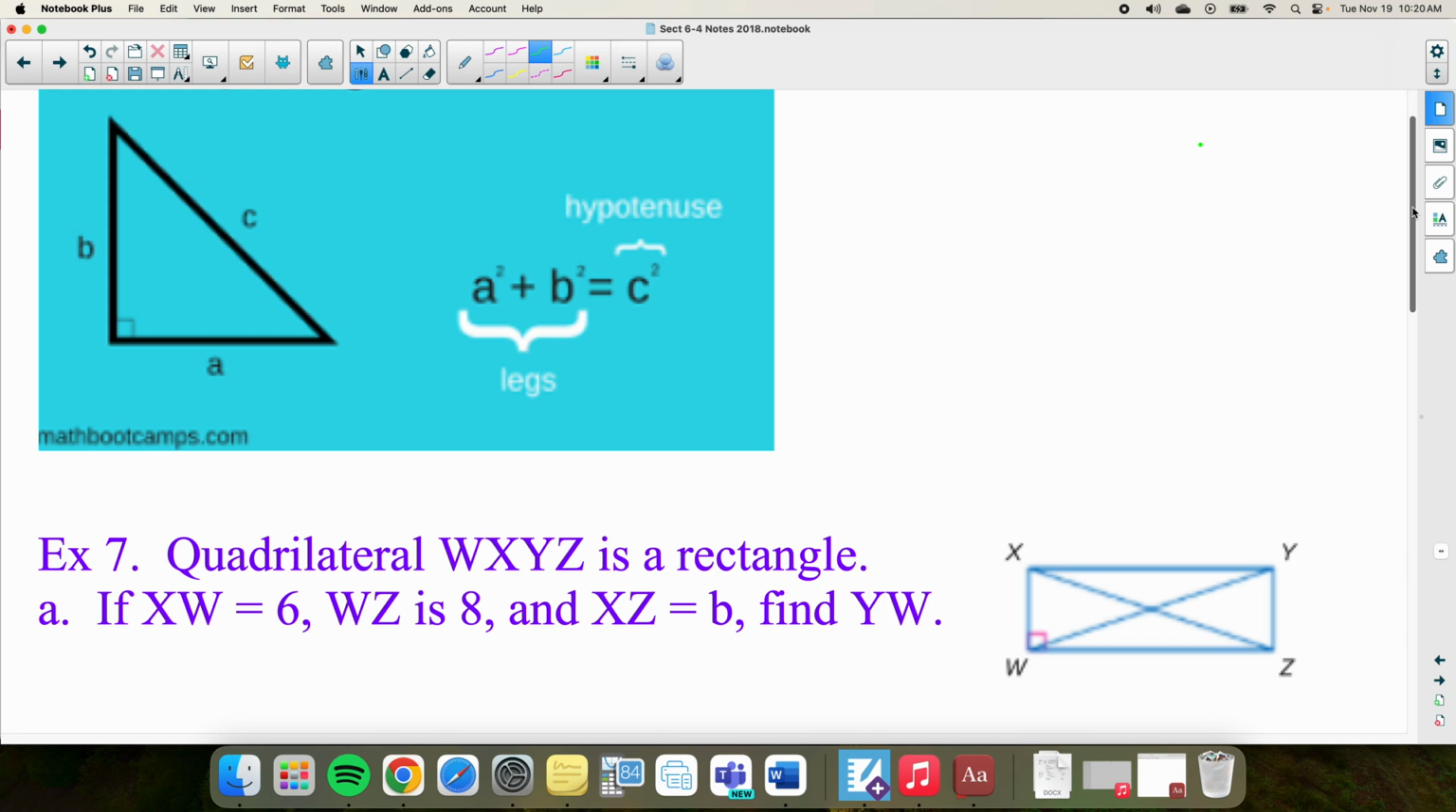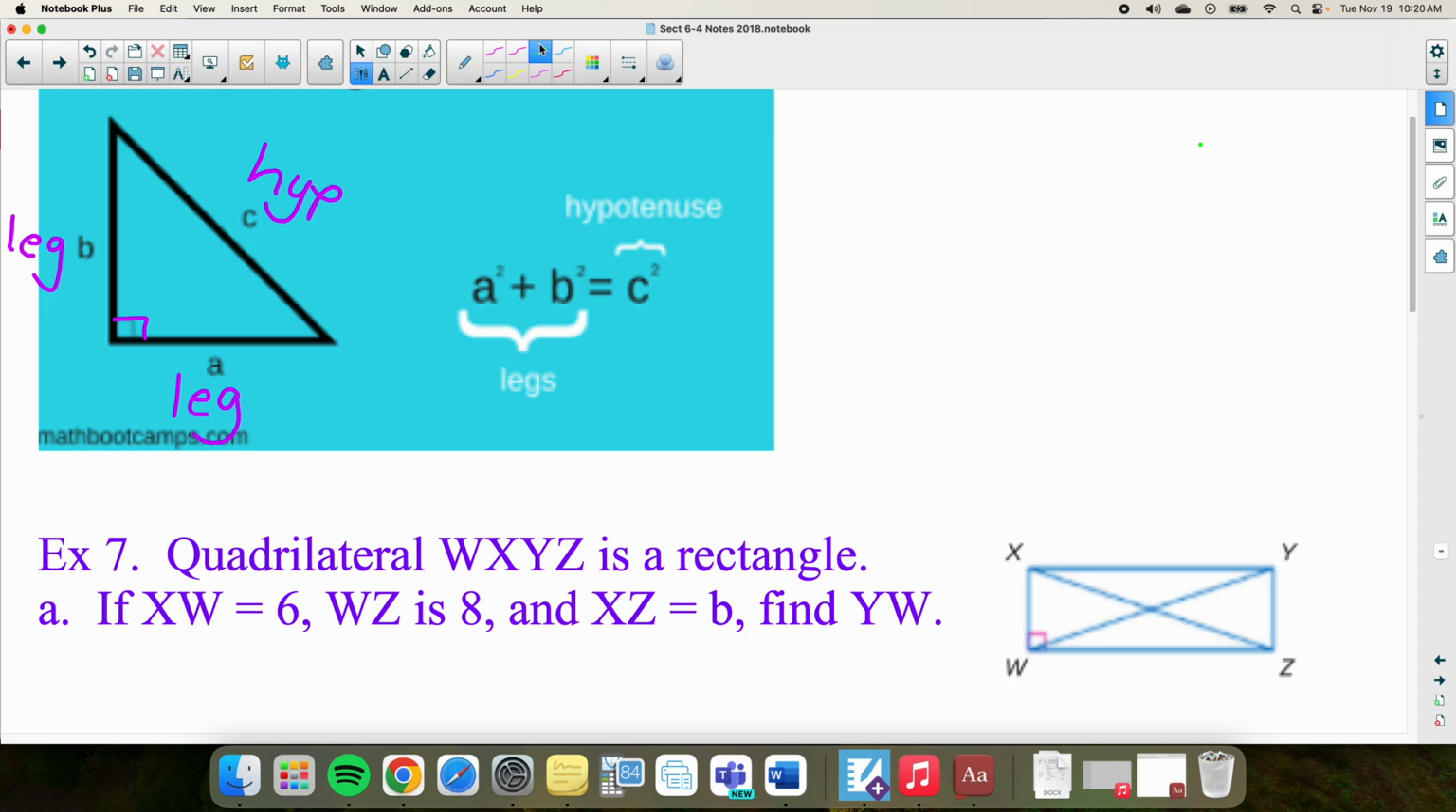I think we did talk about this a couple of times so far this year, but this works only in a right triangle. And one of the things we talked about is that in a right triangle, the two sides that border that right angle are called legs. And the side across from your right angle is called the hypotenuse.